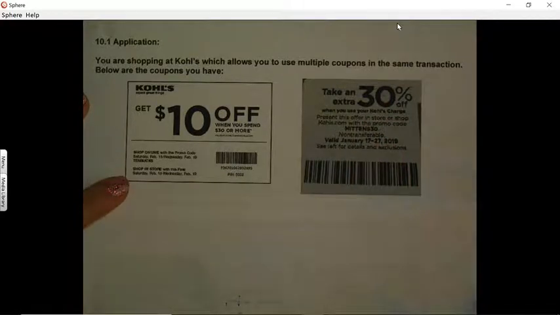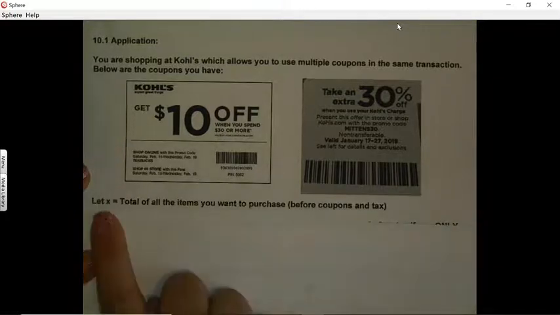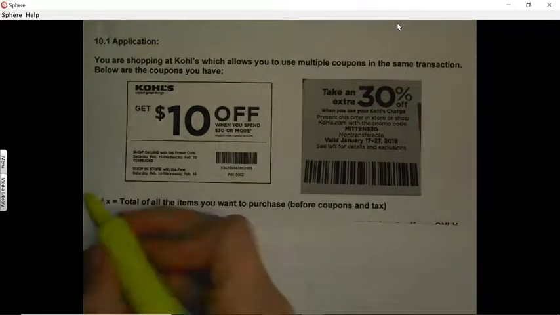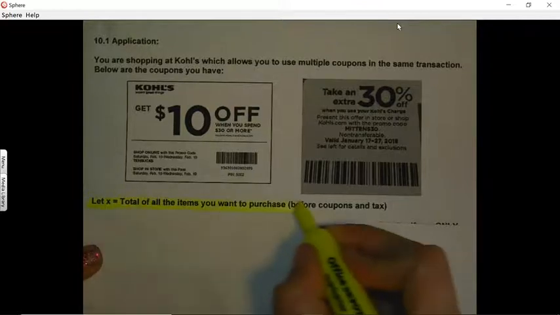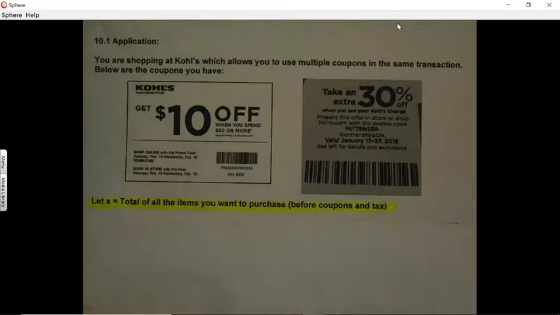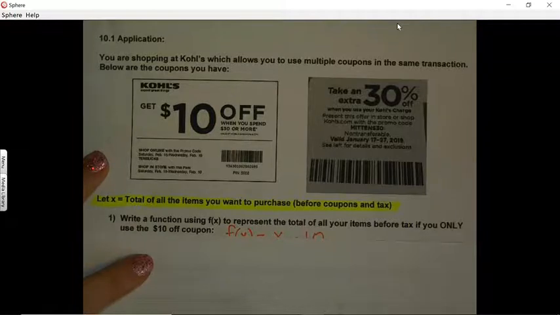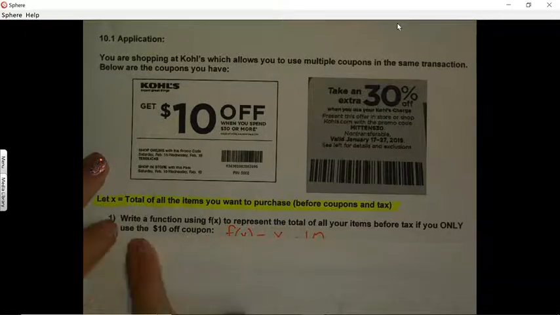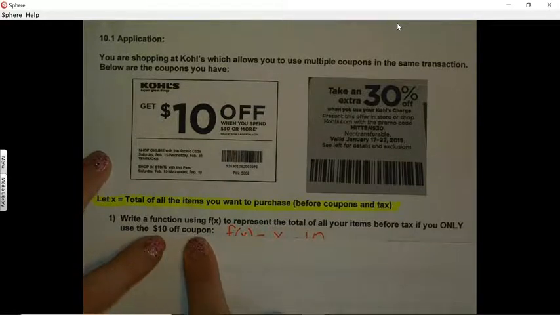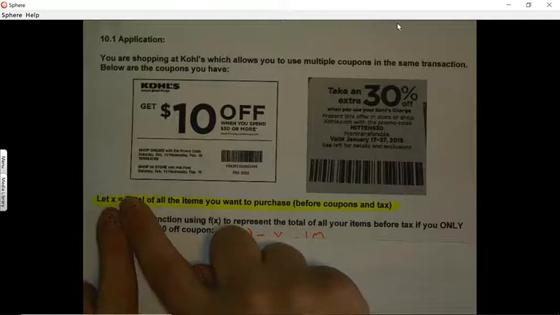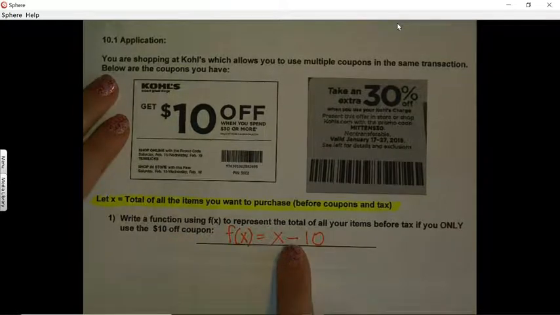So let's pretend we go to Kohl's, we put a bunch of stuff in our shopping cart, and it says, let x represent the total of all your items before coupons and tax. So that's what x represents, how much we're about to spend before the coupons are applied and the tax. So it says, write a function using f of x to represent the total of all your items before tax if you're only allowed to use the $10 off coupon. Well, if x is how much we spent, then we're just going to subtract 10 from it.